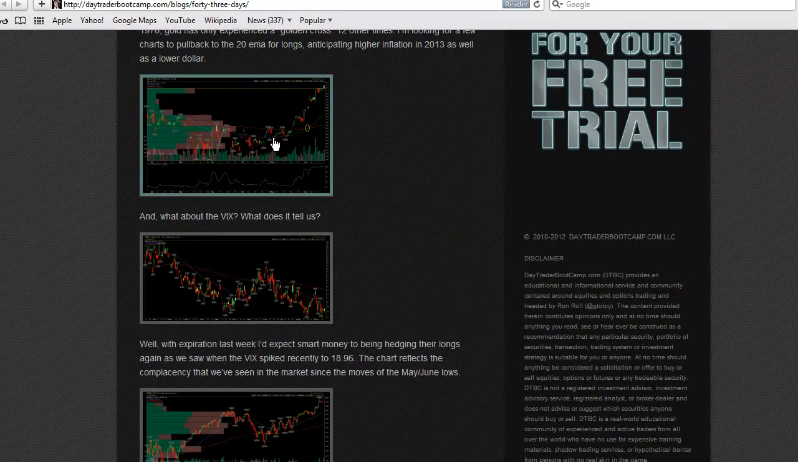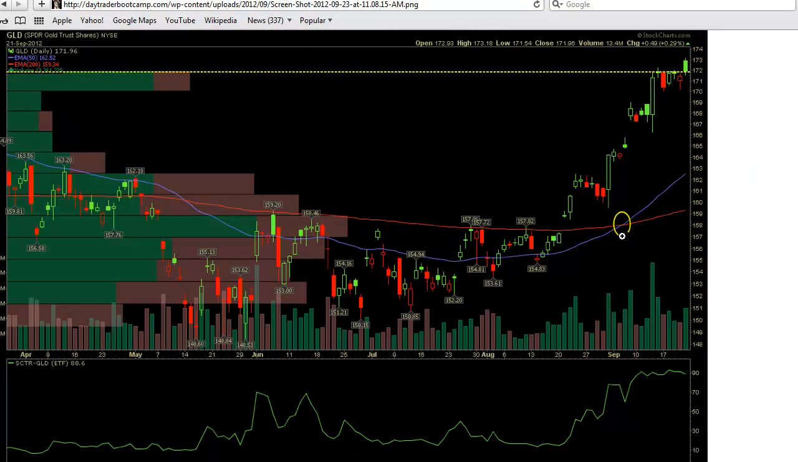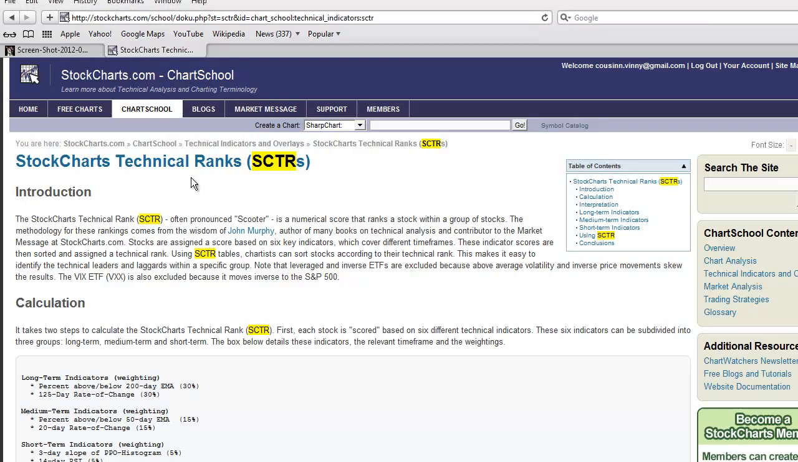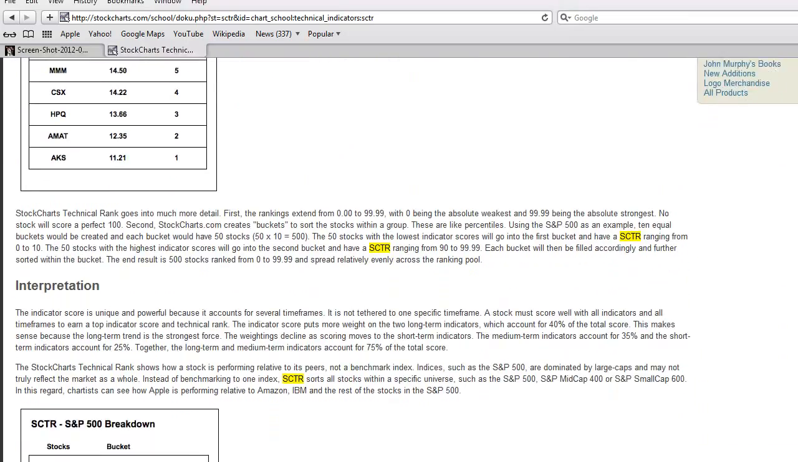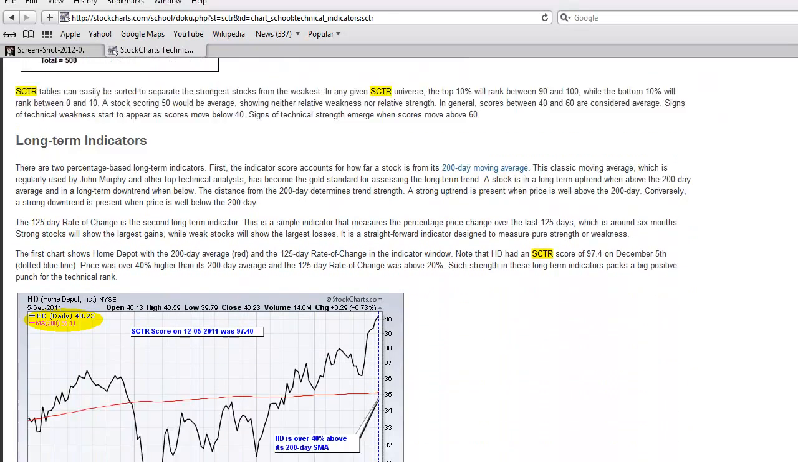We covered the dollar. We haven't talked about the gold chart where we saw a golden cross at the beginning of September. That's when the 50 and the 200 period cross. We can see a Kirby level up above. We can see we're at highs, and we can see the SCTR, or scooter, which is a new indicator on StockCharts, is up at highs. The SCTR stands for StockCharts Technical Ranks. You can see how the calculation is figured here, and also what the interpretation and meaning behind the indicator is.